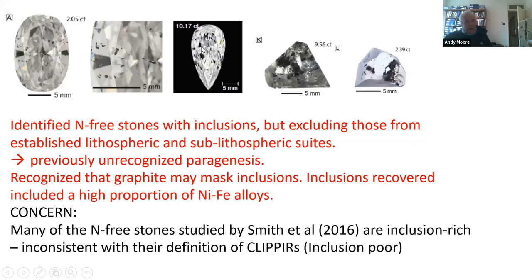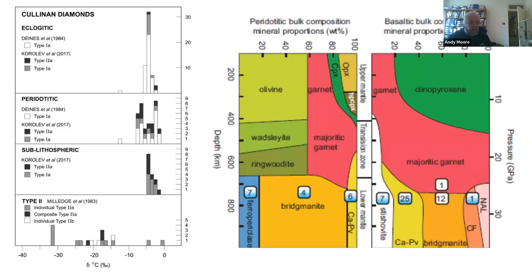But one of our concerns is if you look at these diamonds, a majority of the stones studied are quite inclusion rich. And this conflicts with the definition of clippers, which are inclusion poor. So the abundance of inclusions raises a potential red flag for this model and possibly queries whether these diamonds are in fact linked. They're type 2 stones, certainly, but whether they link to the clipper suite.